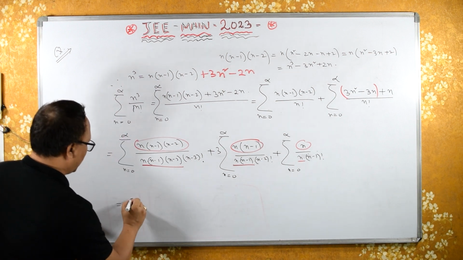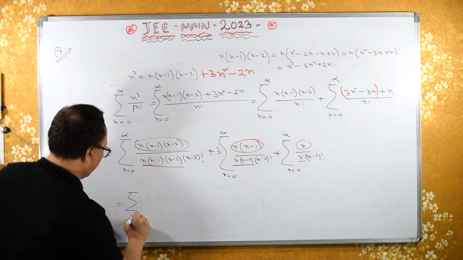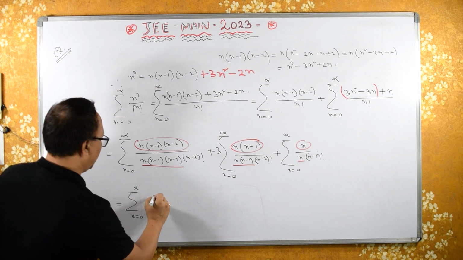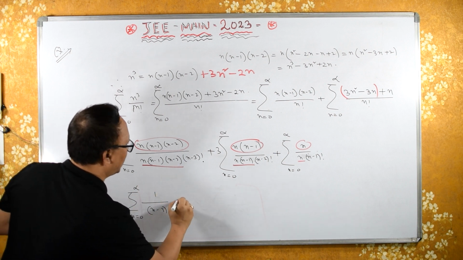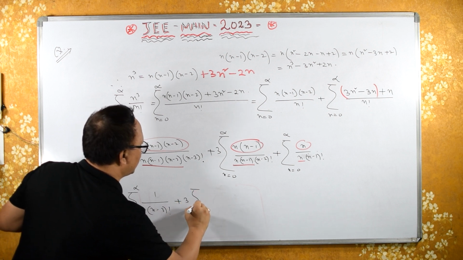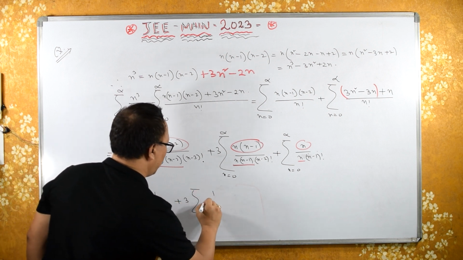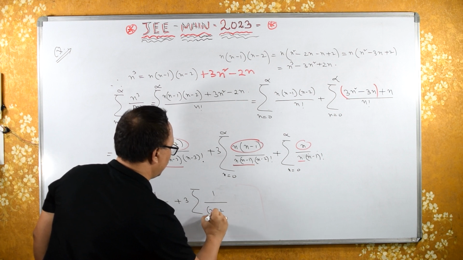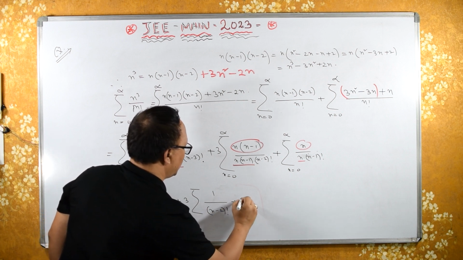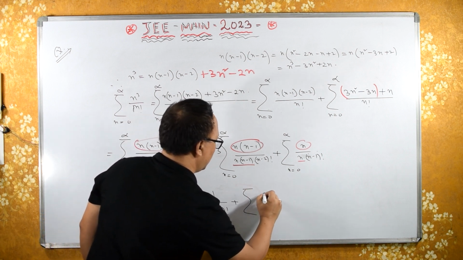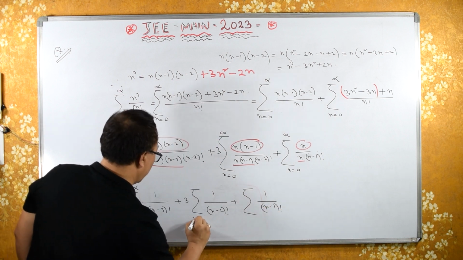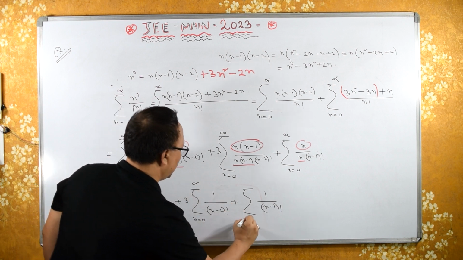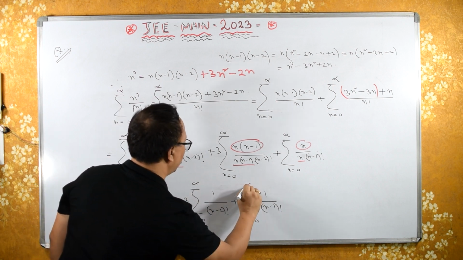Therefore it is equal to what? Summation of 1 upon n minus 3 factorial plus 3 summation of 1 upon n minus 2 factorial plus summation of 1 by n minus 1 factorial, n goes from 0 to infinity.